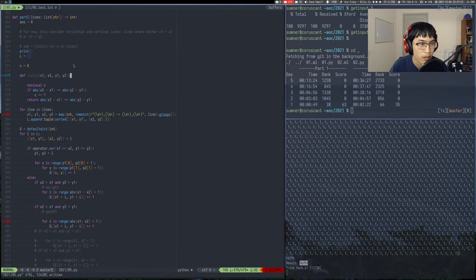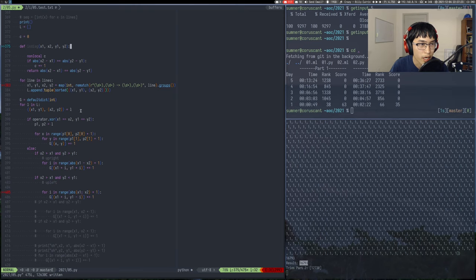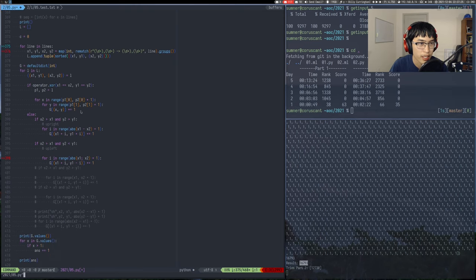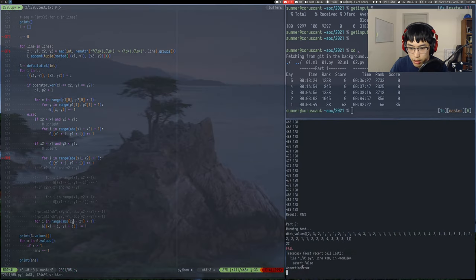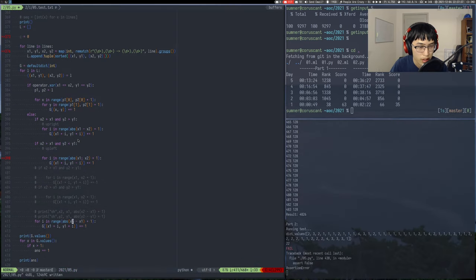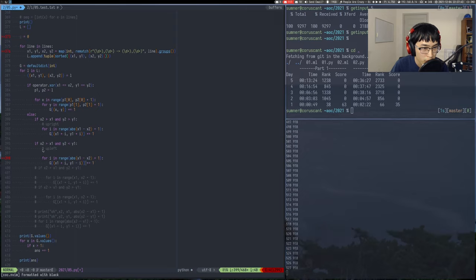Okay, what was wrong with my, well, first of all, I checked for diagonals. I didn't need to do that. That was stupid. But then what was wrong with this thing? Oh, it's the y value. I needed to go backwards or forwards. Oh my gosh.